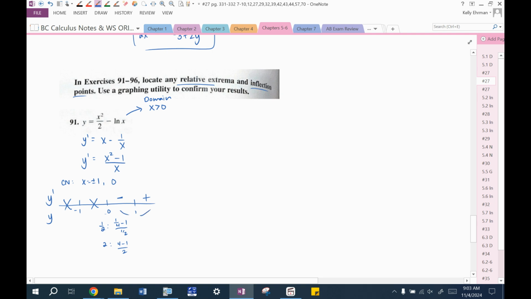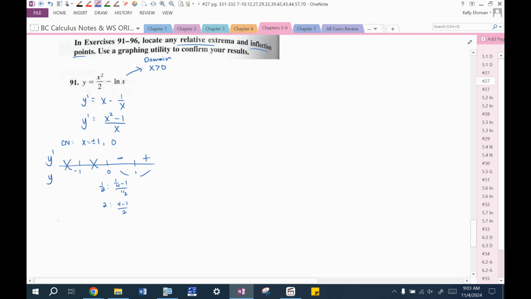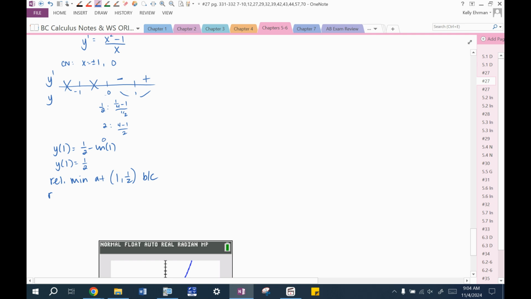So locate any relative extrema. Let's see what we get when we plug in. There's a relative min at 1. So y of 1 equals 1/2 minus ln of 1. ln of 1 is saying e to what power equals 1, so this is 0. So y of 1 equals 1/2. So there is a relative minimum at 1/2 because, not r, y prime changes from negative to positive.